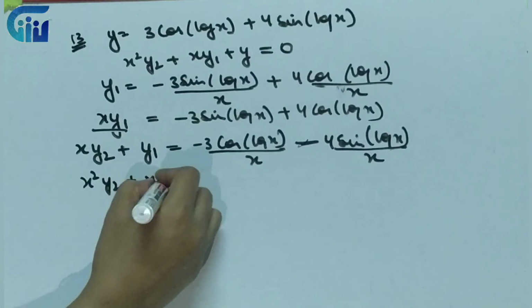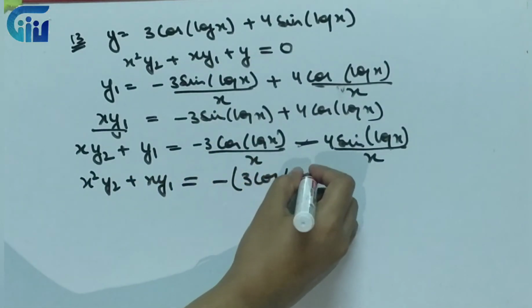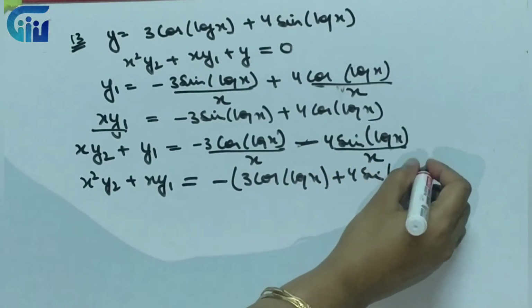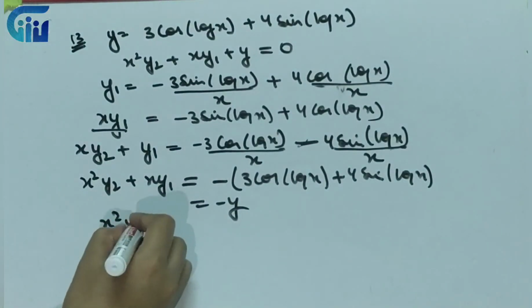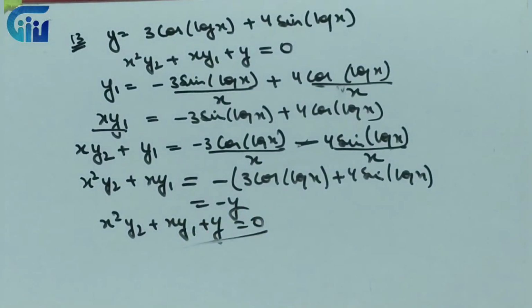Now x again I will take to the other side, so it will be x square y2 plus x y1. Observe here, if you take minus common, what expression are you getting? Just see if you can compare it with the original question. Are we getting the original expression back? Yes. So x square y2 plus x y1 plus y is equal to 0. This is what we have to prove.